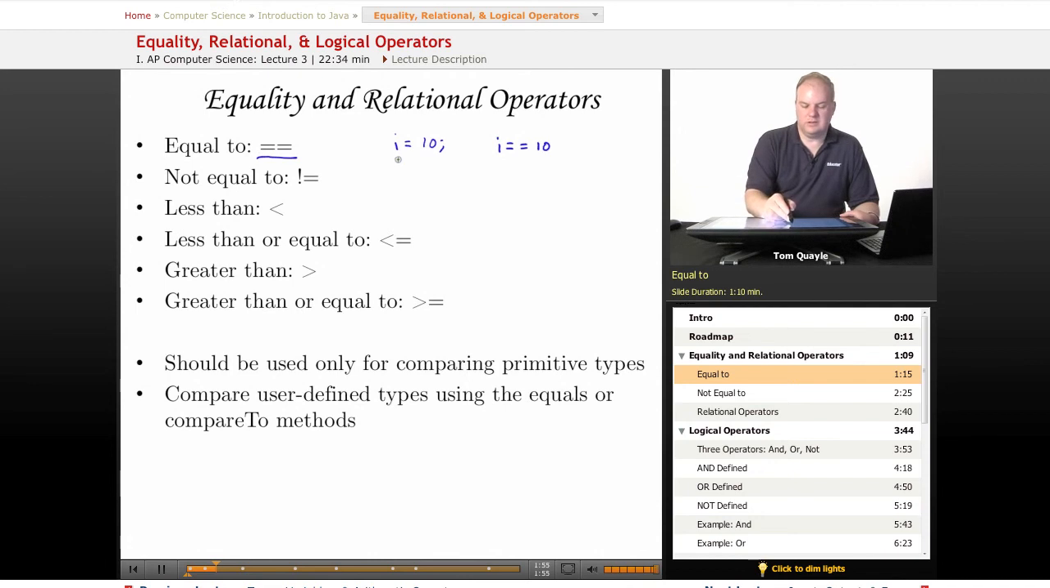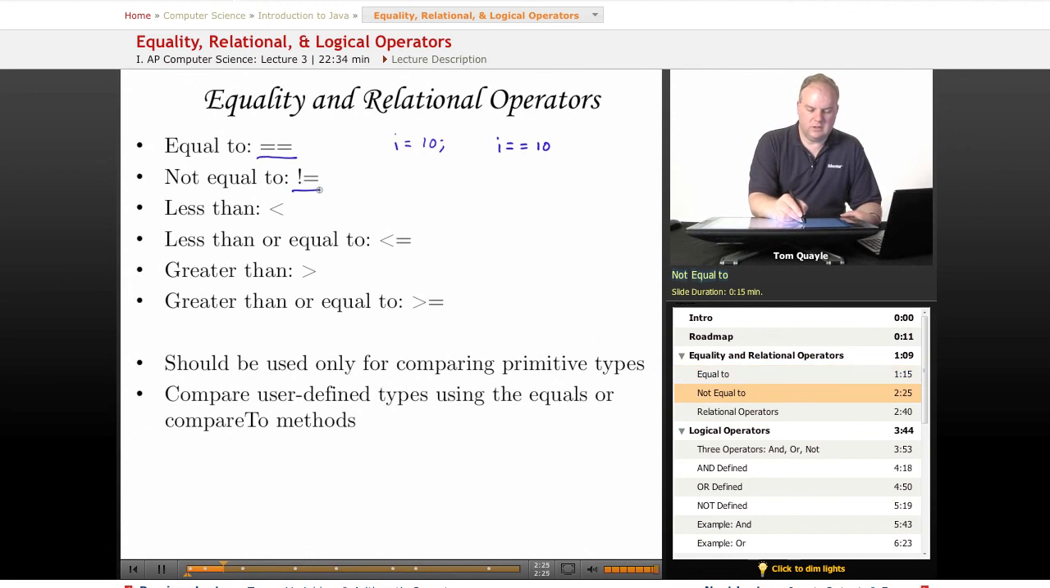So this expression assigns a value of 10 to I. This expression compares if the value of I is equal to 10. They're not identical. And if you use this, where you mean to use this, you will end up with program behavior that's not what you expect. You'll end up assigning a value of 10 instead of just determining if the value is equal to 10.